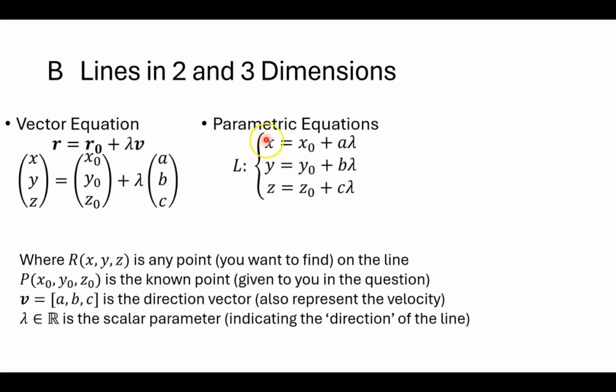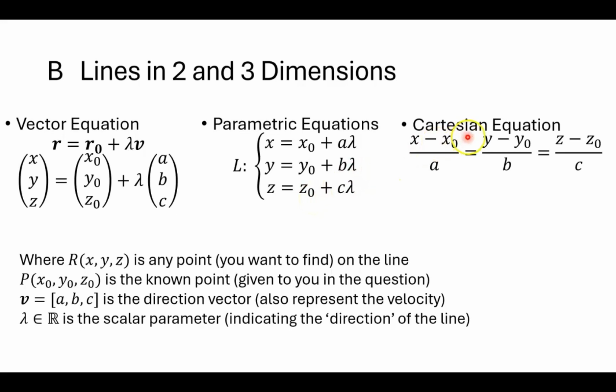The second one is the parametric equations. This basically comes from equating each component of the vector equation. As you can see, if you just pick out the x component, the first one, x is equal to x0 plus lambda times a. So giving you this one. And the same is for the other two.